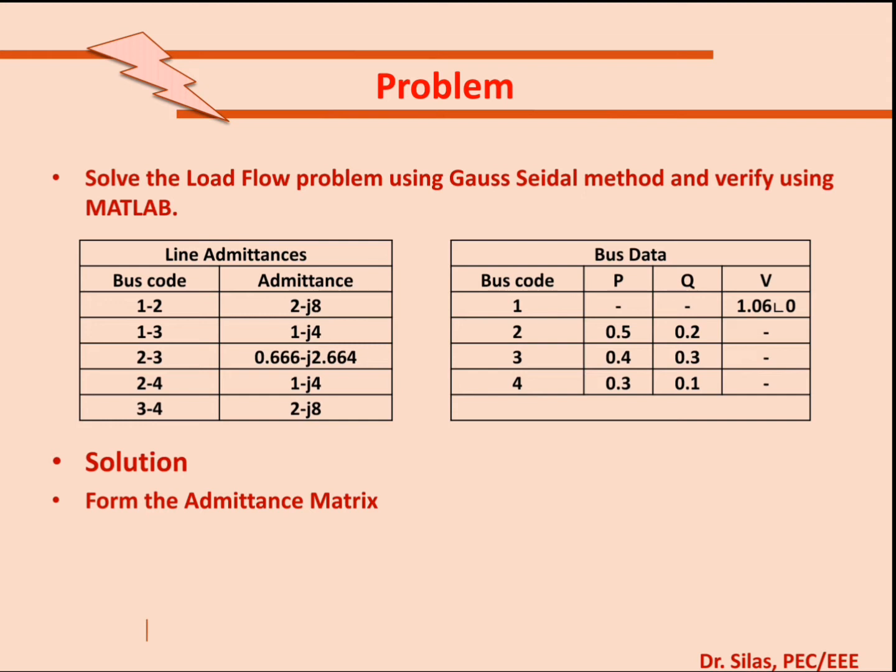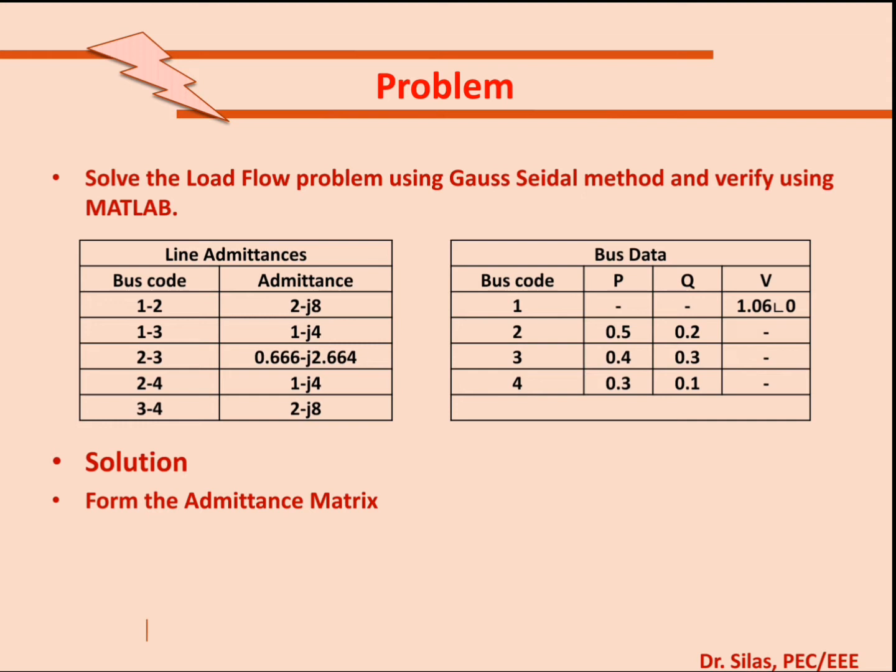Similarly, in the bus data, you have been provided with the bus codes 1, 2, 3, 4, and here P, Q and voltage magnitude values are provided. When you consider bus 1, they have provided the voltage angle, so that particular bus is a slack bus. In this case, the remaining buses 2, 3 and 4 are provided with the real power as well as the reactive power, so they are load buses.